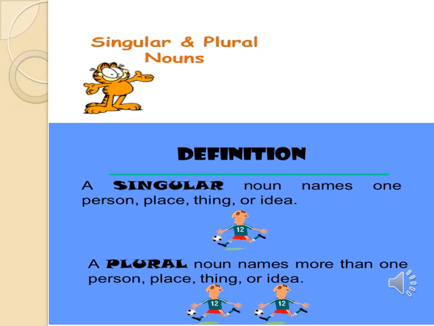Okay, but the plural noun names more than one person, one place, one thing, or one animal. For example, 2 books, 2 apples, 3 boys, some girls, and so on.